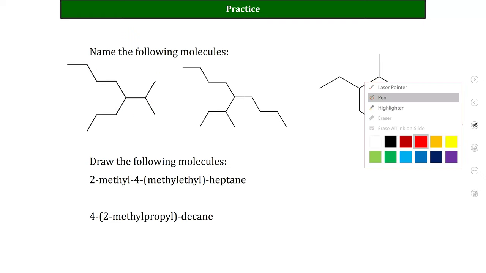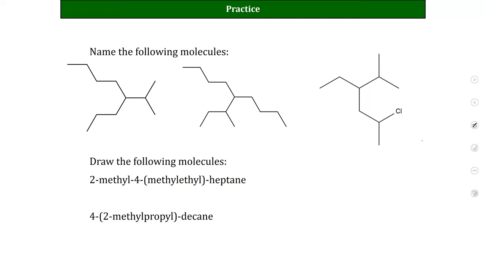How about this one in the middle? There's 9 in a row, so it's going to be nonane. Oh, they said no name. I was like, what? Be a good name for a rabbit, wouldn't it? Yeah. That's great.